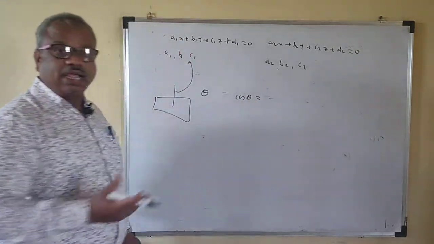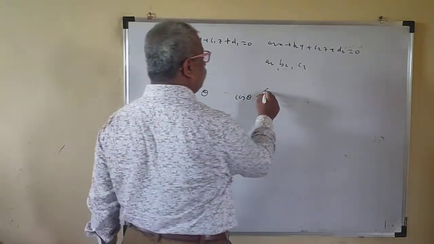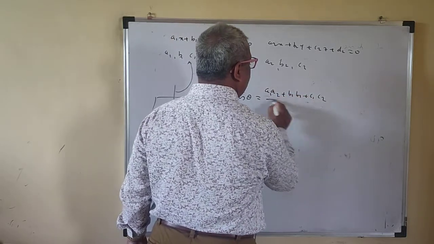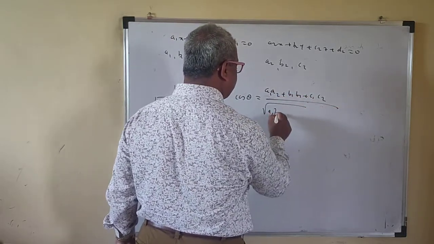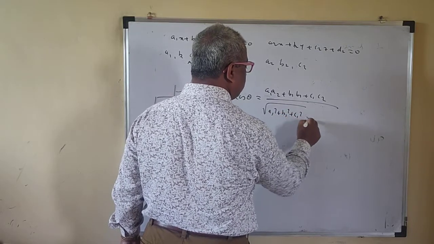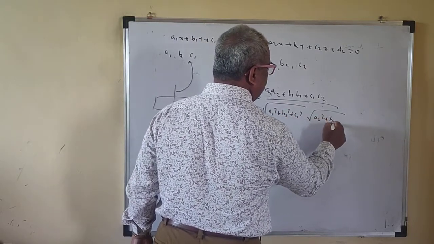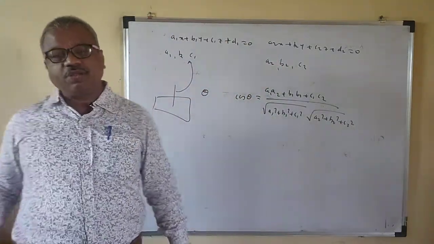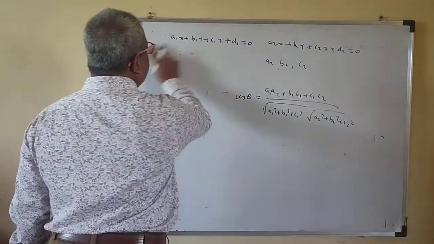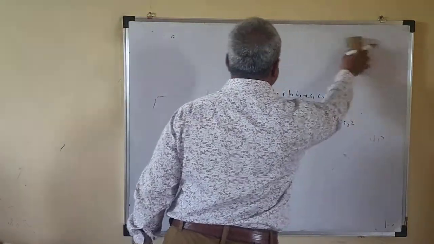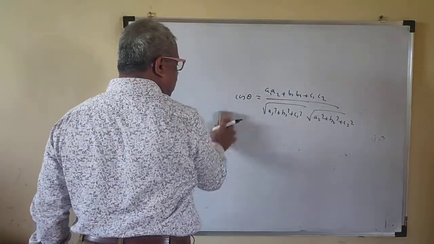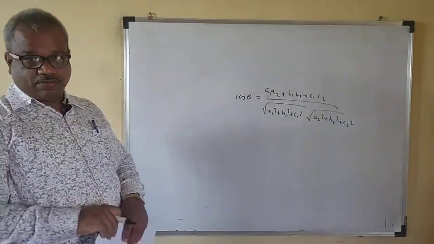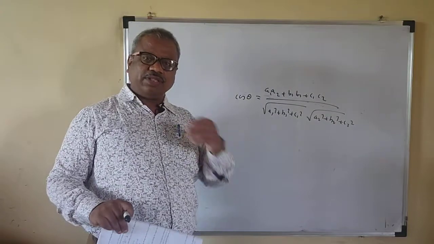We have seen that the angle between the lines is: a1a2 + b1b2 + c1c2 upon root of (a1² + b1² + c1²) into (a2² + b2² + c2²). If the normals are perpendicular, the planes are perpendicular. If the planes are perpendicular, the normals are perpendicular. Finding the angle between the normals to the planes means finding the angle between the planes.